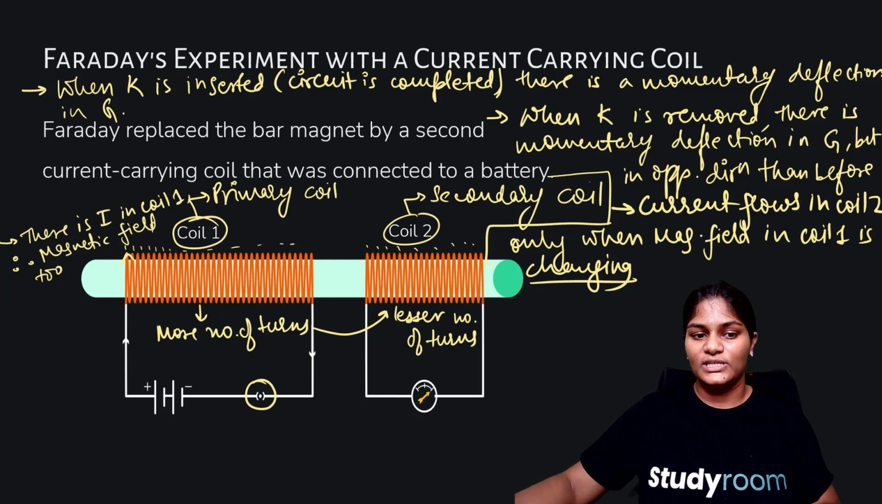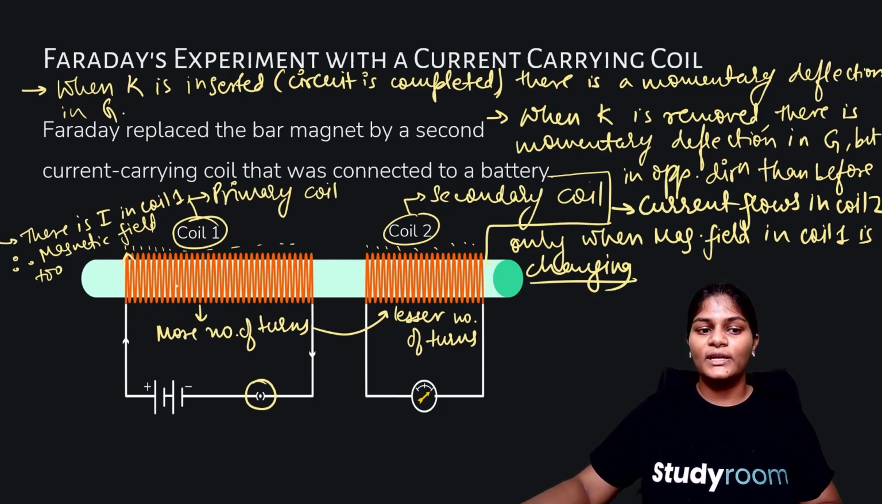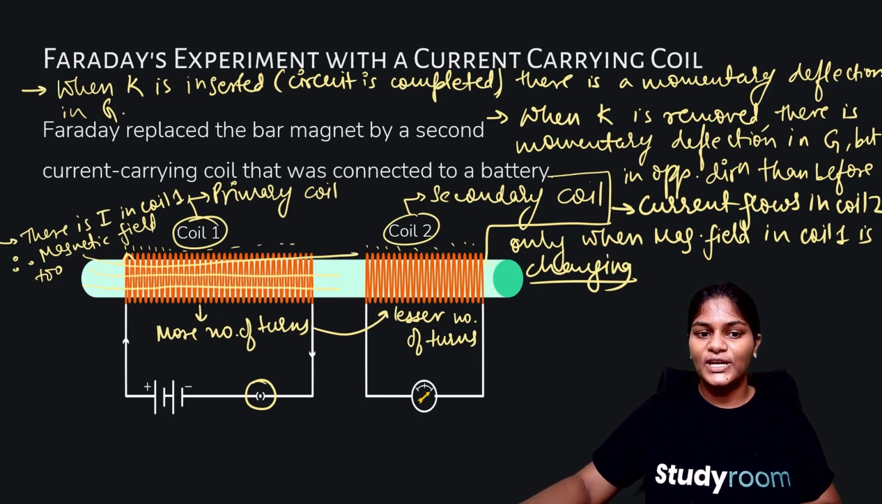Now think about this. This coil 1 is like a solenoid. So it is going to have a current like this, right? You remember inside a solenoid, it was like a straight line and like a bar magnet like this, right?